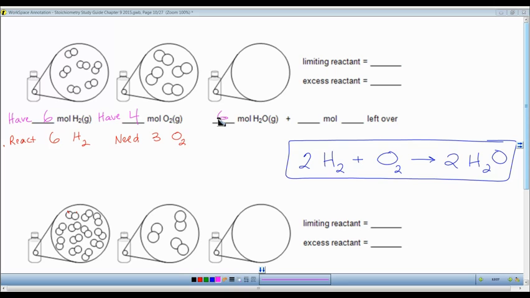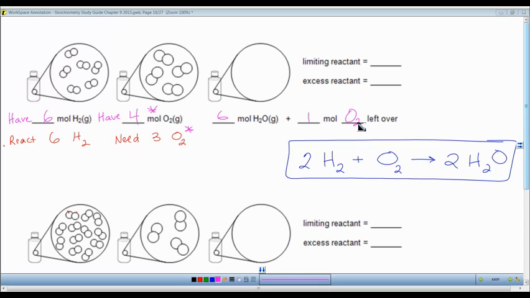Here's the only difference. You have 4 oxygen, but you're only going to need 3. In the last example, we had 3. It was perfect. This time we have 1 molecule of oxygen left over. Whoa, crazy. All right, so on a particle level, here's what I would have.